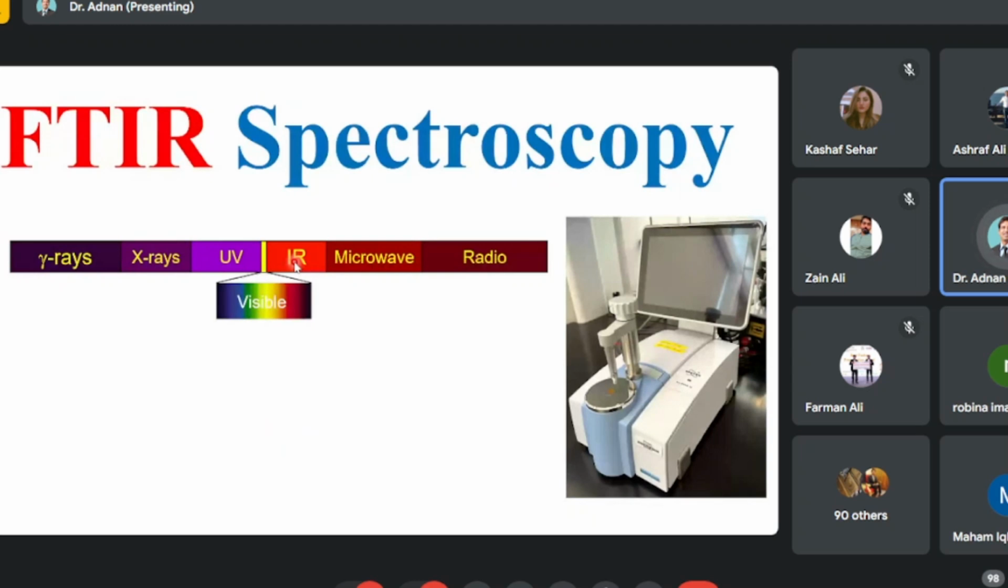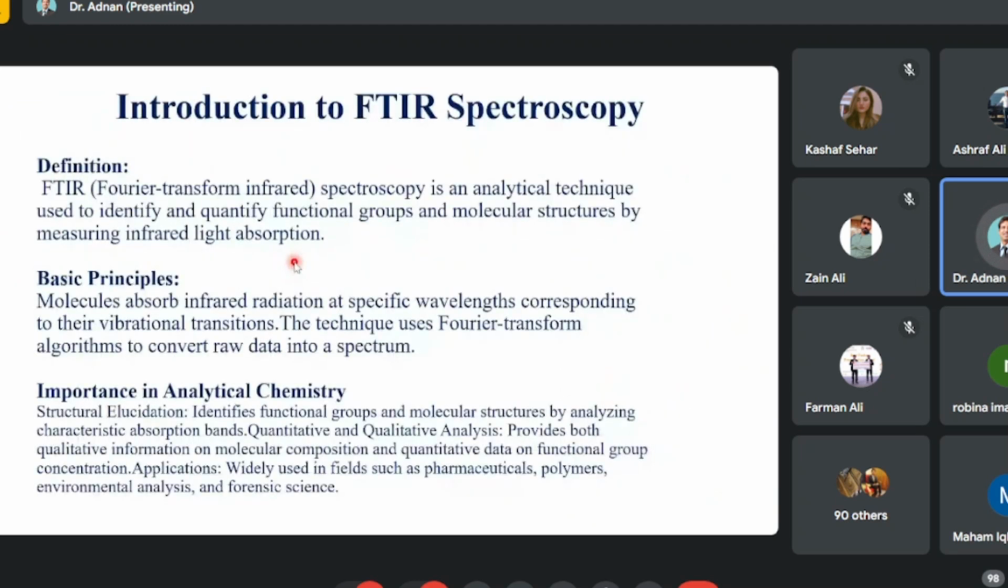And the first slide is about the introduction to Fourier transform infrared. It is a type of spectroscopy that is used in analytical chemistry to identify and quantify functional groups in molecular structures by measuring infrared light absorption. Basically, it determines qualitatively the presence of various functional groups in a compound.